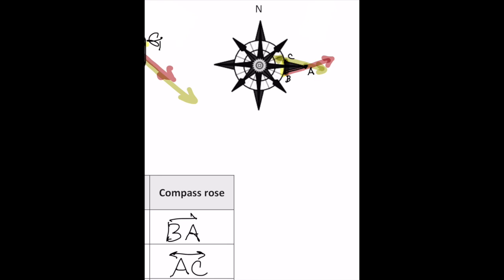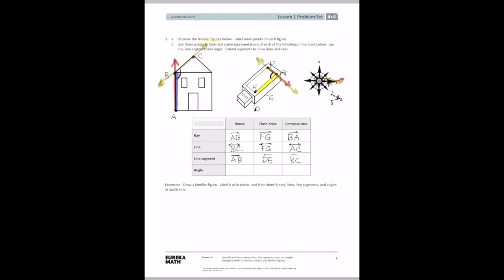A lot going on here. Let's say there definitely is an angle between A, B, and C. So from here to here, if I were to redraw that, right, we have A here, B here, and C here from the compass. So that angle would be right here. Okay, let's go ahead and label them. So on the house, we know it's ABC. On the flash drive, we have angle FGH. And on the compass, we have angle CAB. All right.